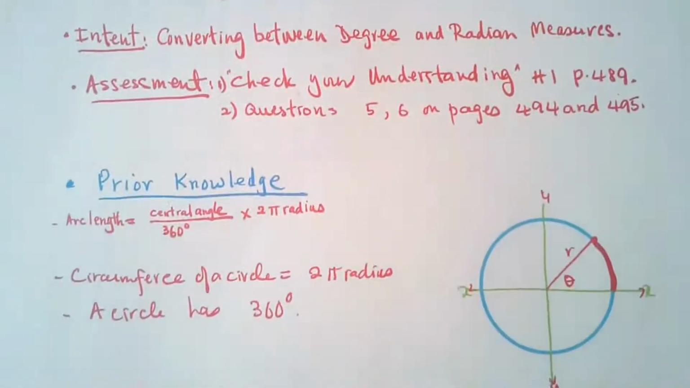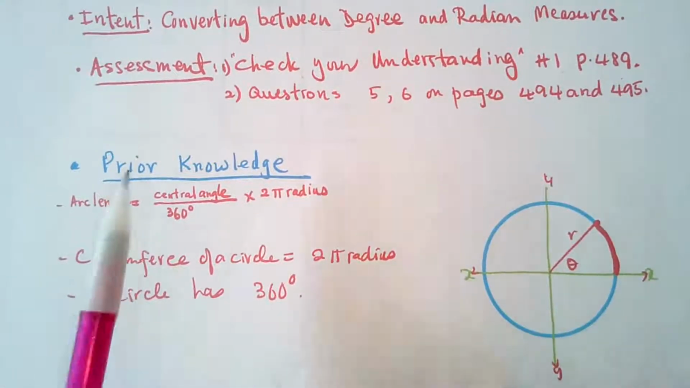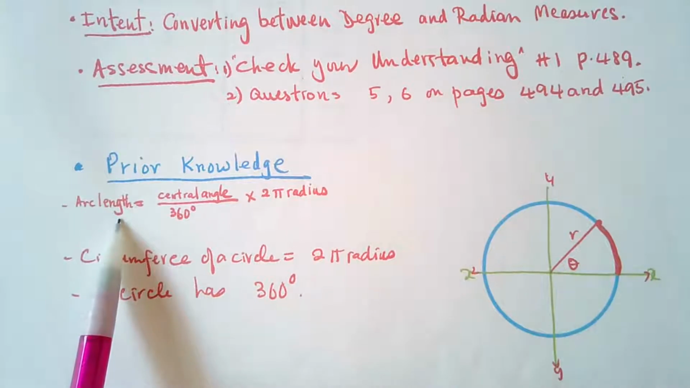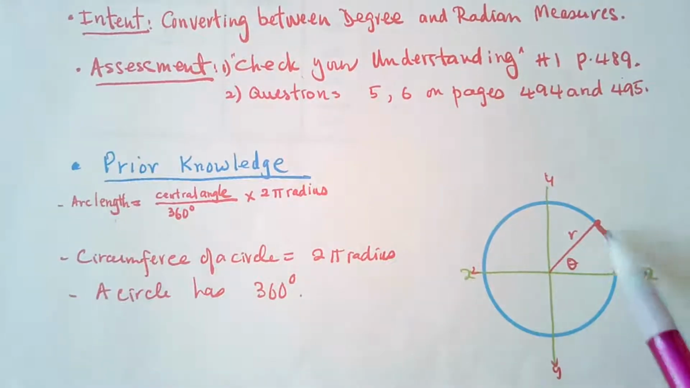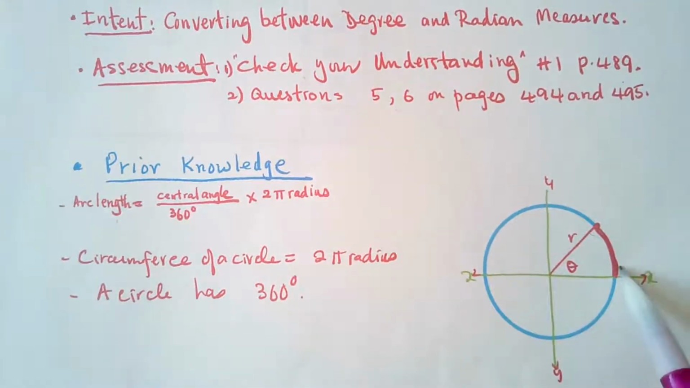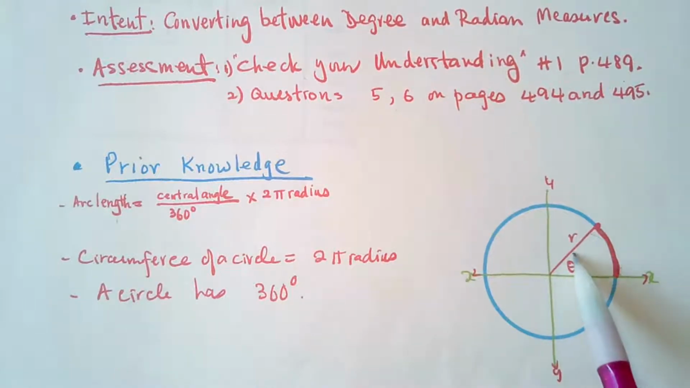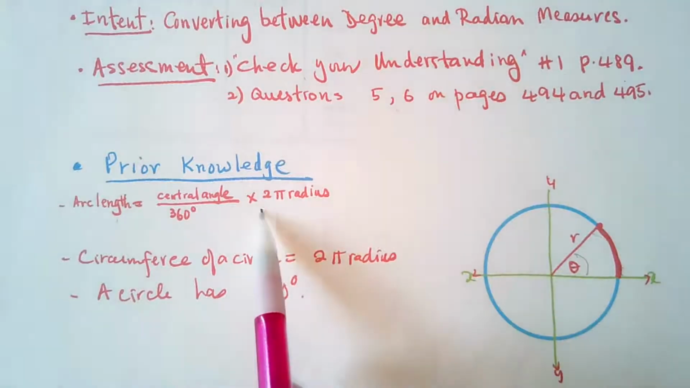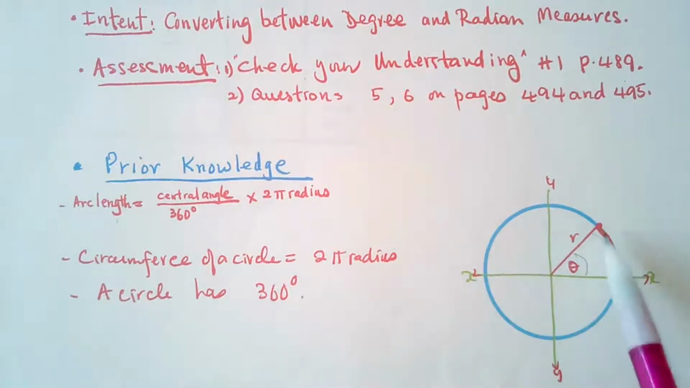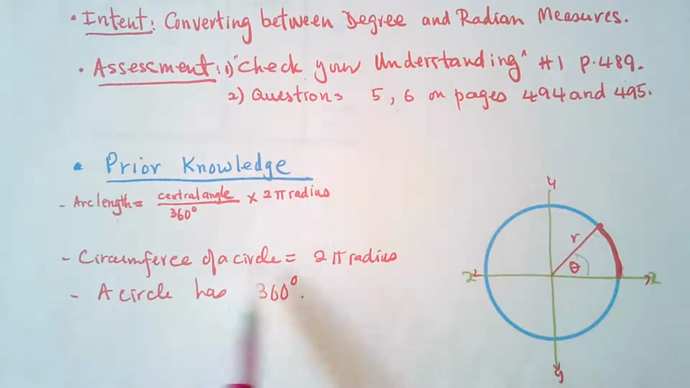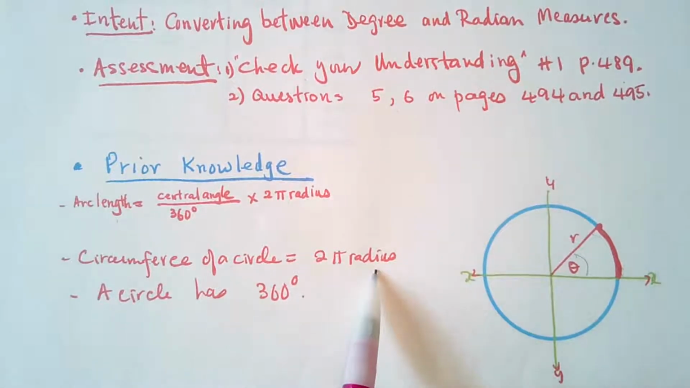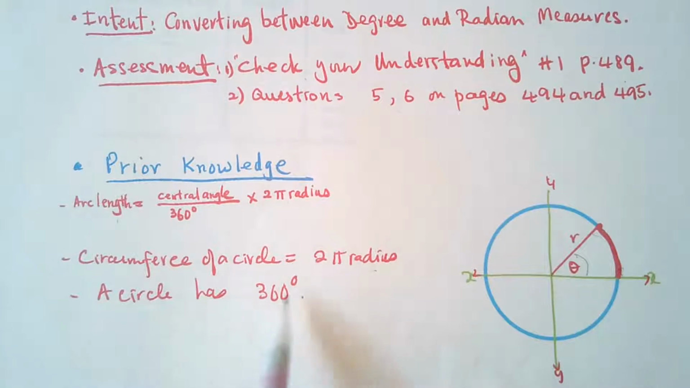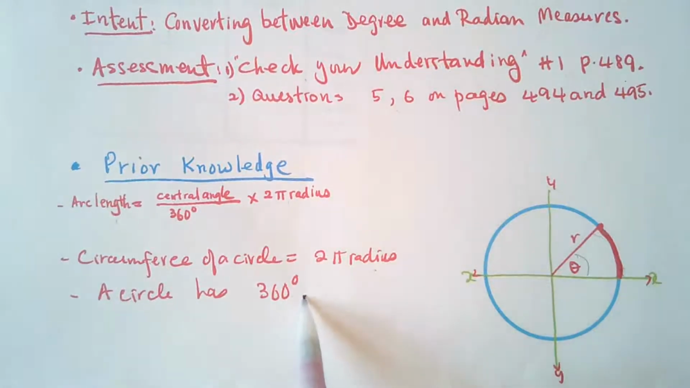Your prior knowledge, just to review: you remember arc length. We looked at the arc length of a circle, in other words, a part of a circle, which is equal to the central angle divided by 360 degrees multiplied by 2 times pi times the radius. The circumference of a circle is 2 pi times the radius, or 2 pi r, and the circle has 360 degrees.